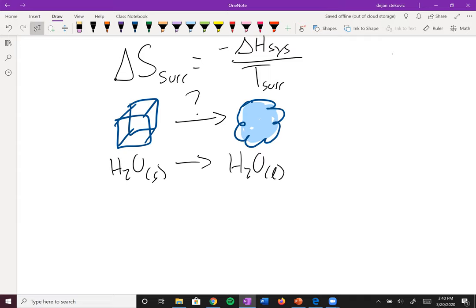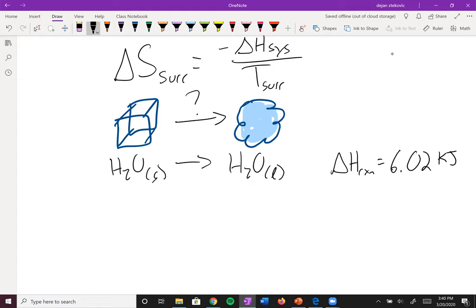And so we can pull some data from some tables. We can find the enthalpy of this reaction, which is going to be equal to the enthalpy of our system. And so this is 6.02 kilojoules, right? And that makes sense. It's an endothermic reaction. We're going from a solid to a liquid. That's an endothermic change. It needs to absorb energy.